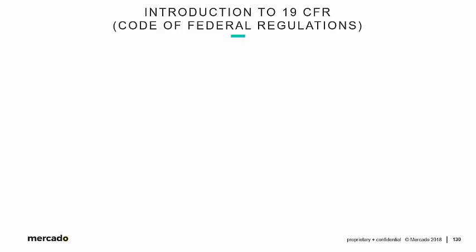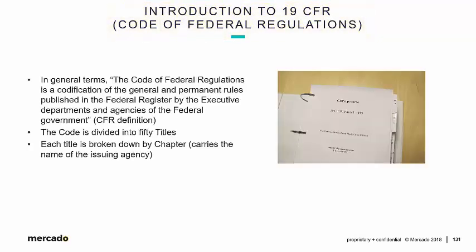Welcome back for Section 21, where, as we see in our title, we're going to provide an introduction to 19 CFR, that Code of Federal Regulations, where import regs are found. In general terms, and this is the CFR definition, the Code of Federal Regulations is a codification of the general and permanent rules published in the Federal Register by the executive departments and agencies of the federal government.